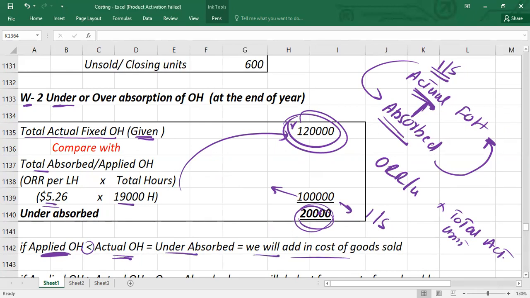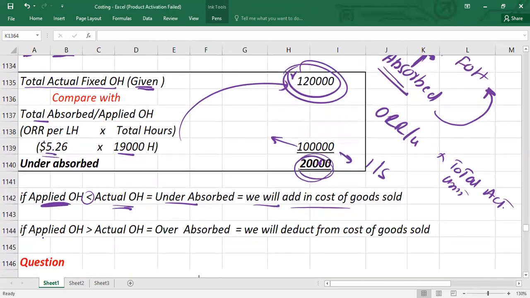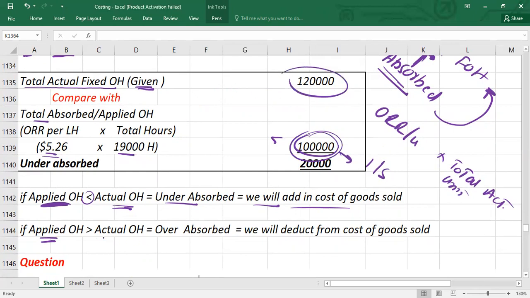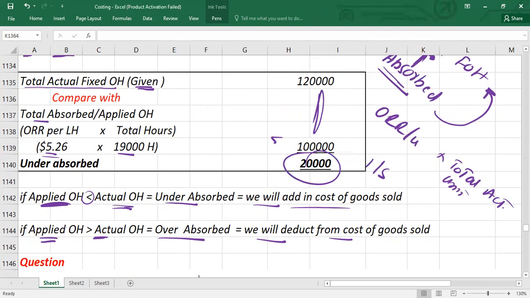I'm assuming the amount of the difference is immaterial. If applied overhead is greater than actual, that scenario is called over absorbed. In case of over absorbed, we will deduct from the cost of goods sold. So this value, guys, the difference of actual and applied, under and over, you will take it there.